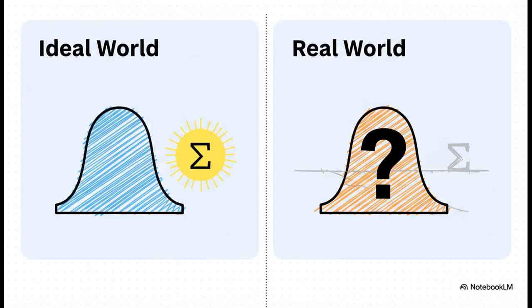In the real world, we almost never know sigma. We have to estimate it using our sample. Because that adds a little bit more uncertainty into the mix, we have to switch our tools. Instead of using the standard normal, or Z distribution, we use a slightly different tool that's built for this uncertainty. It's called the student's T distribution.